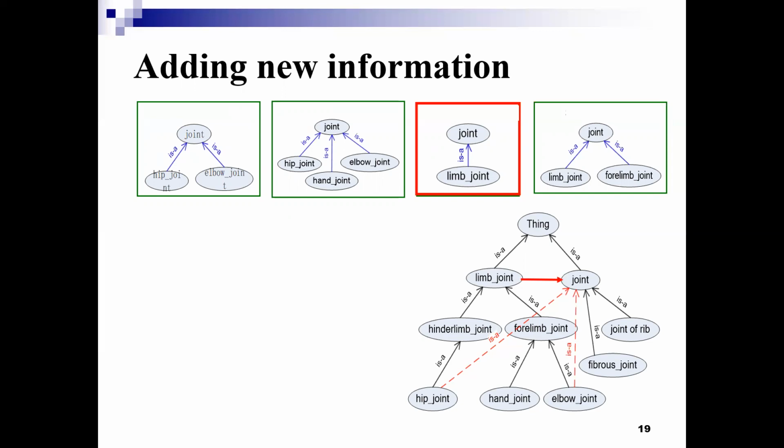Plus we have added new knowledge that we didn't know about before, like limb joint is a joint, but even hand joint is a joint now. This we didn't know before, and forelimb joint is a joint. All of these are correct, and it's new knowledge.